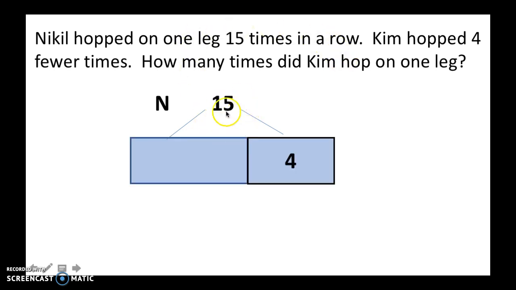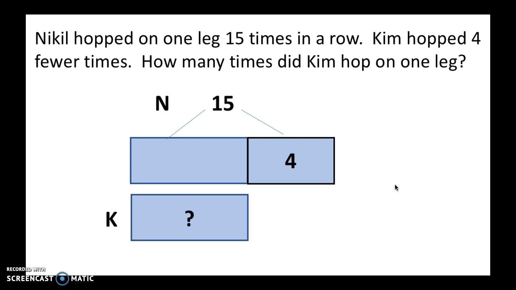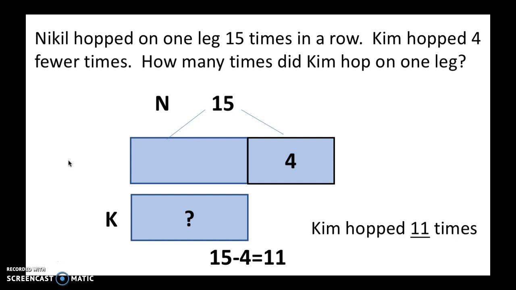So now I'm going to have 15 be up here at the top because Kim hopped 4 fewer times. So I know that's going to be part of my problem. Now I need to solve how many times did Kim hop on one leg. So that's my question. So knowing what I know about the tape model and my number bonds, I have my whole number up here and I have a part. So I'm missing that part. How many times did Kim hop on one leg? 15 minus 4 equals 11. So Kim hopped 11 times. Remember, if this is tricky for you, you can draw a picture too.